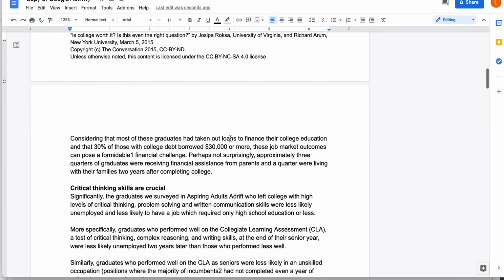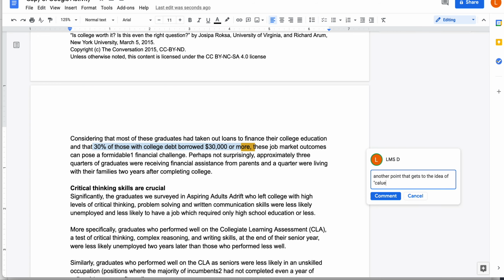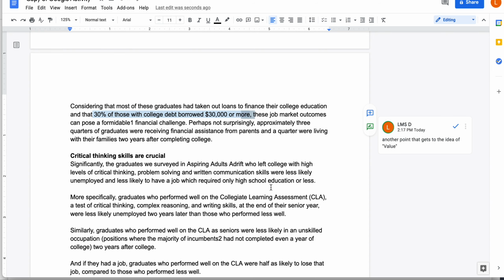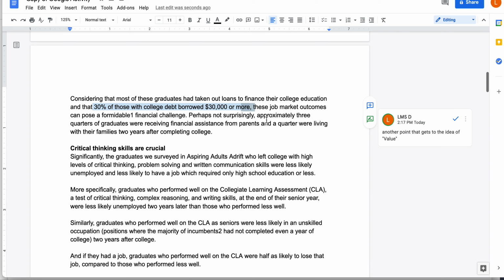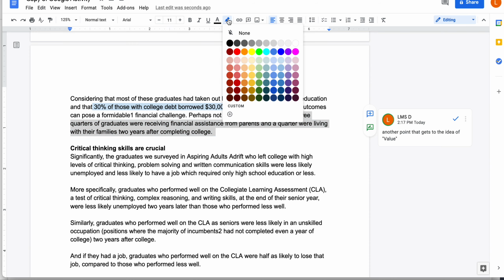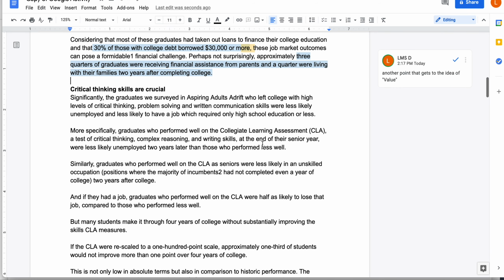Considering that most had taken out loans to finance their college education, 30% borrowed $30,000 or more. This is another thing that is getting to value. It's not exactly the evidence is proving their point 100%, but it's definitely building it. Perhaps not surprisingly, 3/4 were receiving financial assistance from their parents and 1/4 were living with their families. Okay, so that all seems like some pretty big evidence there.